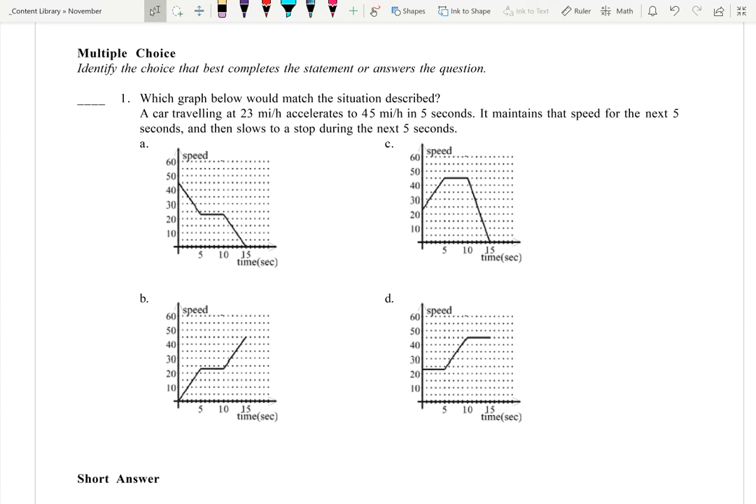All right. Here's our test review. I'll be going through this one question at a time, so feel free to fast forward to any part that you need to, or just watch the whole thing, whatever helps. Starting with number 1, which graph below would match the situation described?